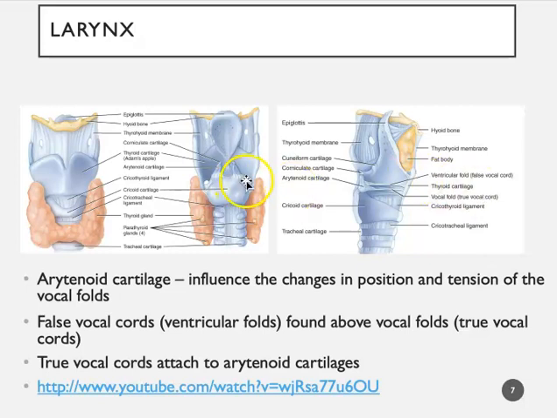And that's going to be due to the actions of this arytenoid cartilage pulling on these vocal cords, stretching them or allowing them to relax. You can always click on this YouTube link. It'll show you a video of it doing that in real time.